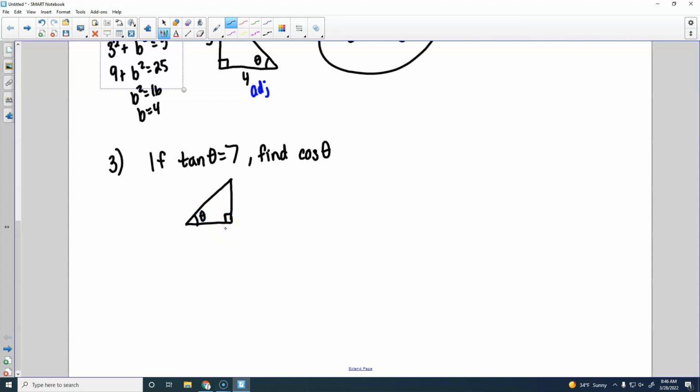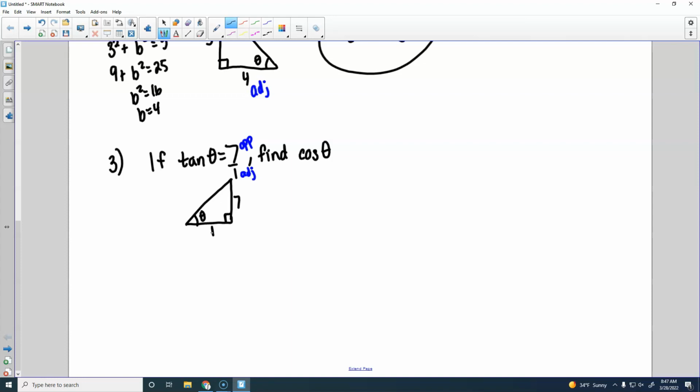Now, tangent is opposite over adjacent, but I don't have a fraction here. I just have 7. So what am I going to do with that? How can I make that a fraction? Put it over 1. So I'm going to put this over 1, and so this is my opposite. This is my adjacent. So opposite side would be over here. It would be 7. Right here I'd get 1, not drawn to scale, of course, here.